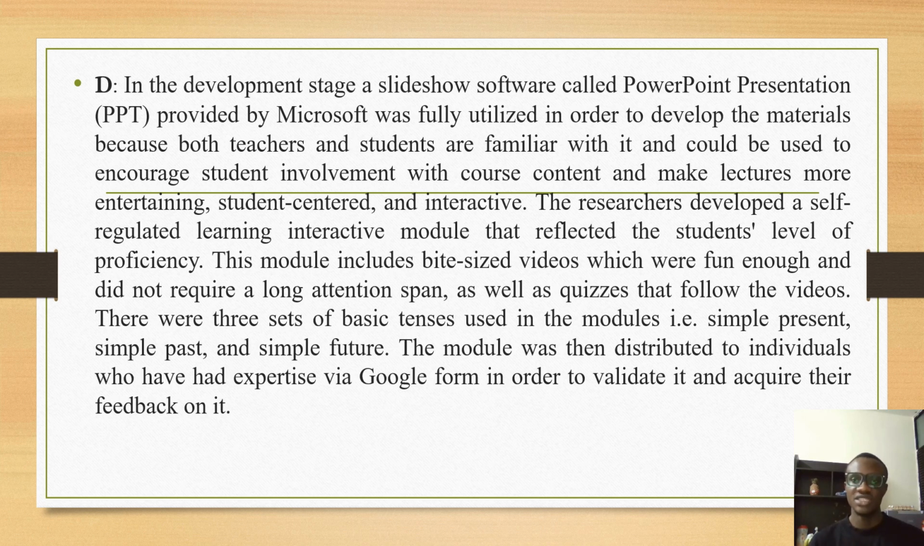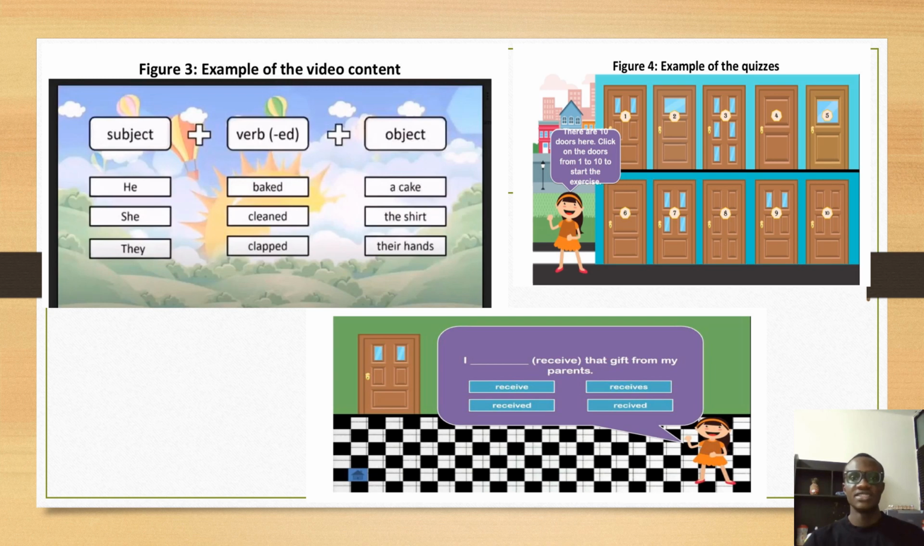The model was then distributed to individuals who had expertise via Google Form in order to validate it and acquire their feedback on it. After developing it, it was sent to an expert so that they can validate it and give feedback if any correction is needed. These are the bite-sized videos, the quizzes, and the simple present and future sentences that were included in the development of the interactive model for self-regulated learning.